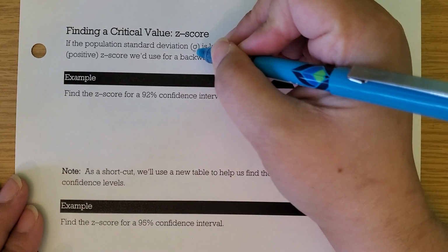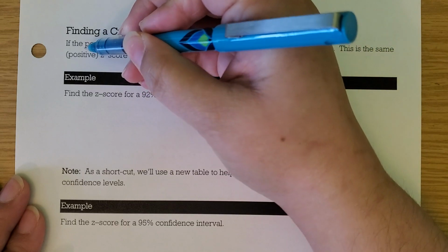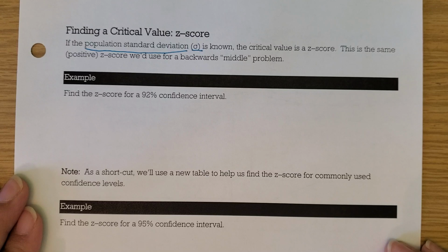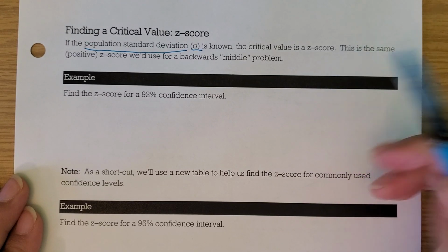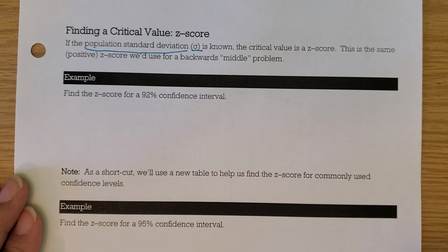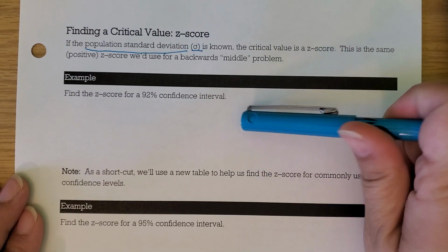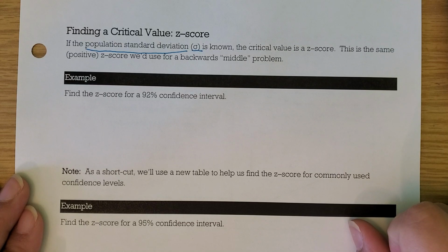If sigma is known, or if the population standard deviation is known, then the critical value we'll be using is a z-score. This is the same as the positive z-score we would use for a backwards middle problem. So let's just review that process here. It says find the z-score for a 92% confidence interval.